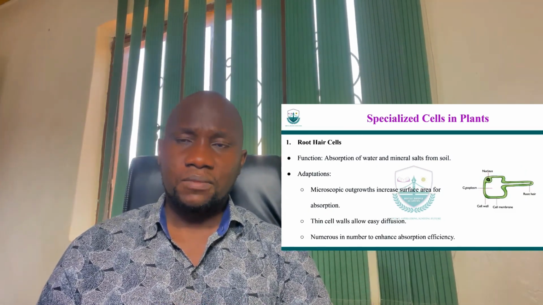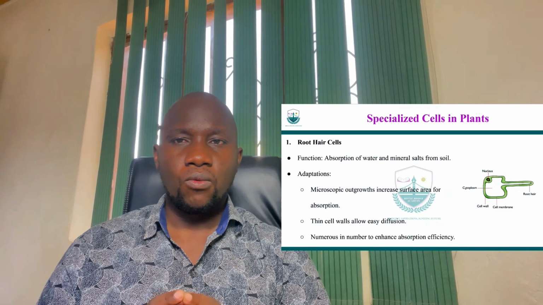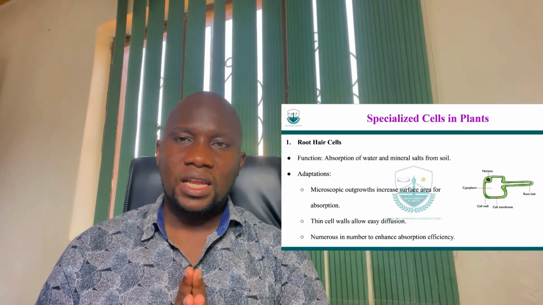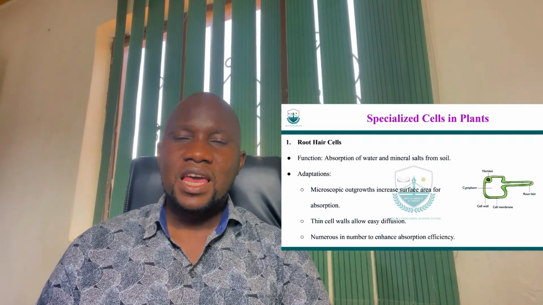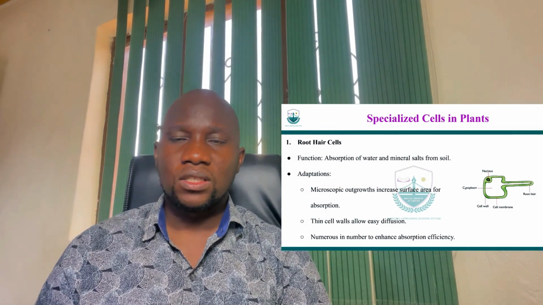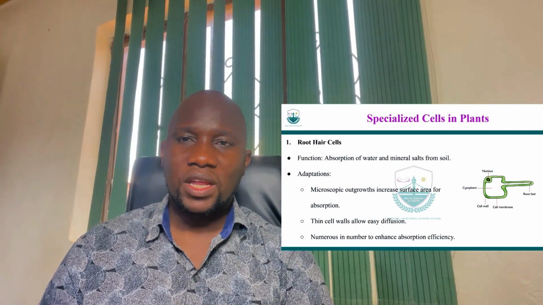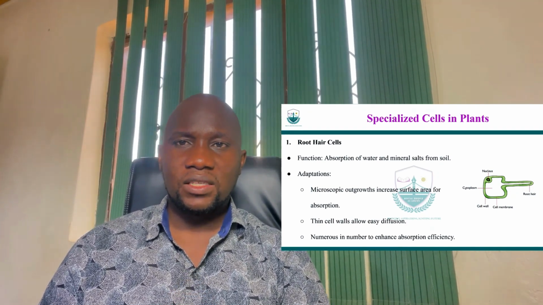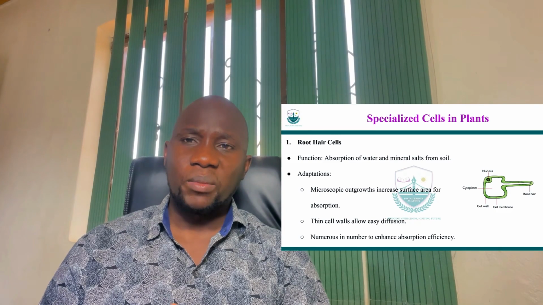So we start with the first type of specialized cells in the plant. We call them root hairs. The function of root hairs is to absorb water and mineral salts from the soil. These are microscopic extensions of the roots, so you might not actually see them with your naked eye. That's why we are terming them microscopic. There are usually very many, and this is very important because it increases the surface area for absorption.